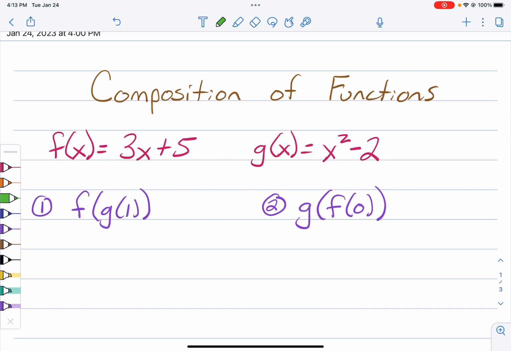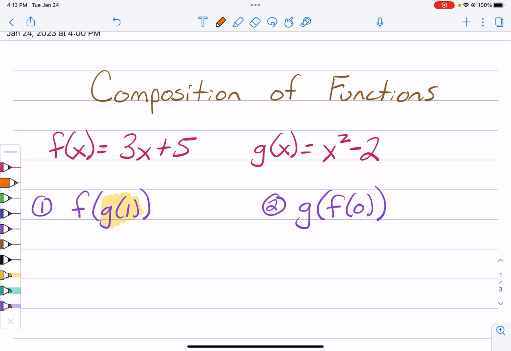So this first problem says f of g of 1. It's kind of like you say the word "of" every single time you get to a beginning of a parentheses. So it's a function of g of 1. So as I said yesterday in my last notes, you work from the inside out. So the first thing you're going to do is figure out the answer of g of 1. So it's important to make sure you're using the right equation.